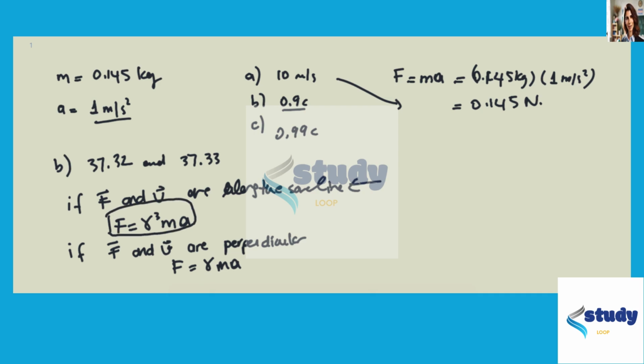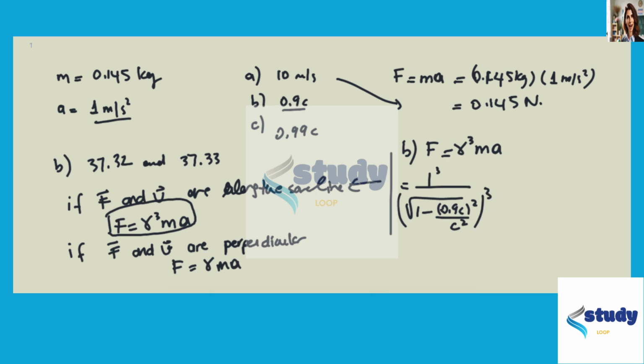Okay, so going back to part B, part B would be F equals gamma cubed m times a. Now, the gamma factor is 1 over the square root of 1 minus v, in this case 0.9c, squared over c squared. But we're going to take the cube of this. 1 cubed is 1, and we're going to take the cube of the denominator. m is 0.145 kilograms, and the acceleration is again 1 meter per second squared. So if you do everything correctly, the force is going to be 1.75 newtons.